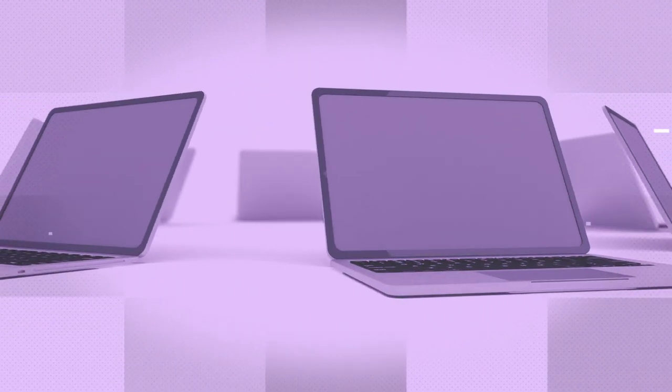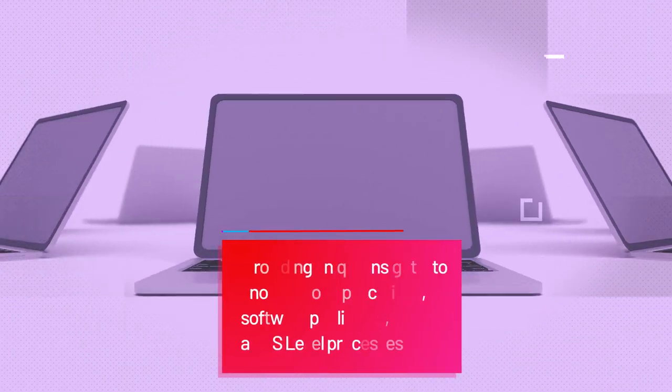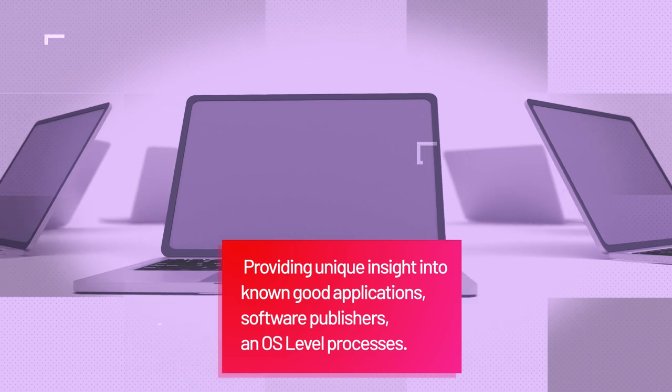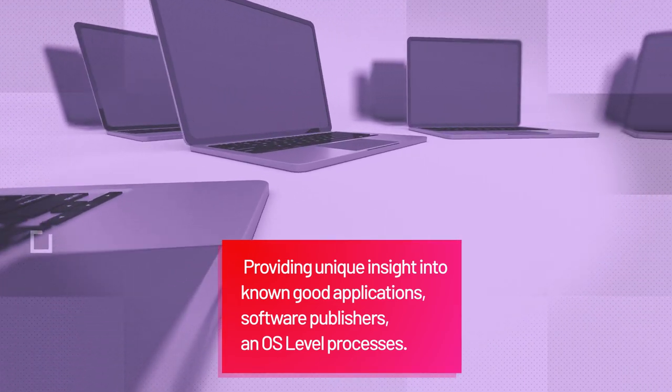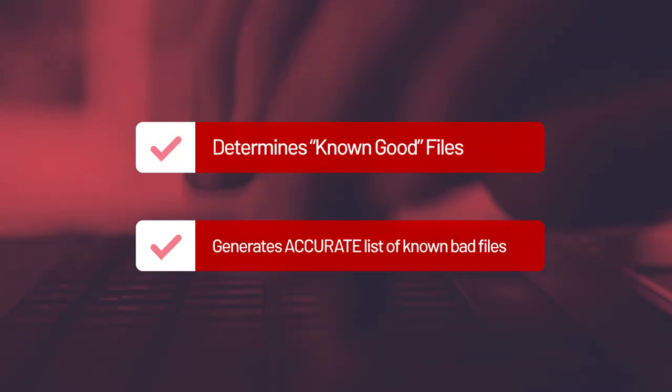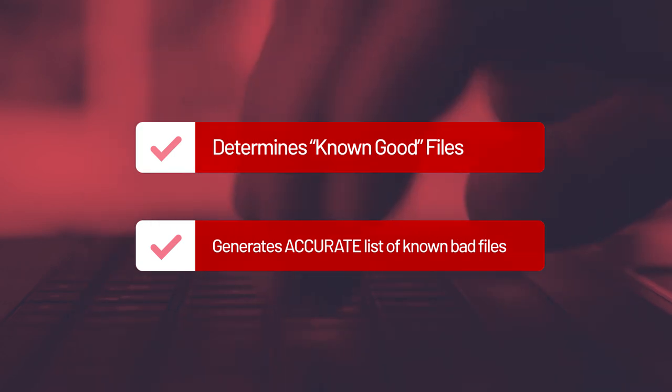As the world's largest certificate authority, Comodo enjoys the advantage of providing unique insight into known good applications, software publishers and even OS-level processes. This knowledge is used in determining the known good as well as generating an accurate listing of all known bad applications or files. This unique compilation of known good and known bad allows your users to run trusted applications with confidence.